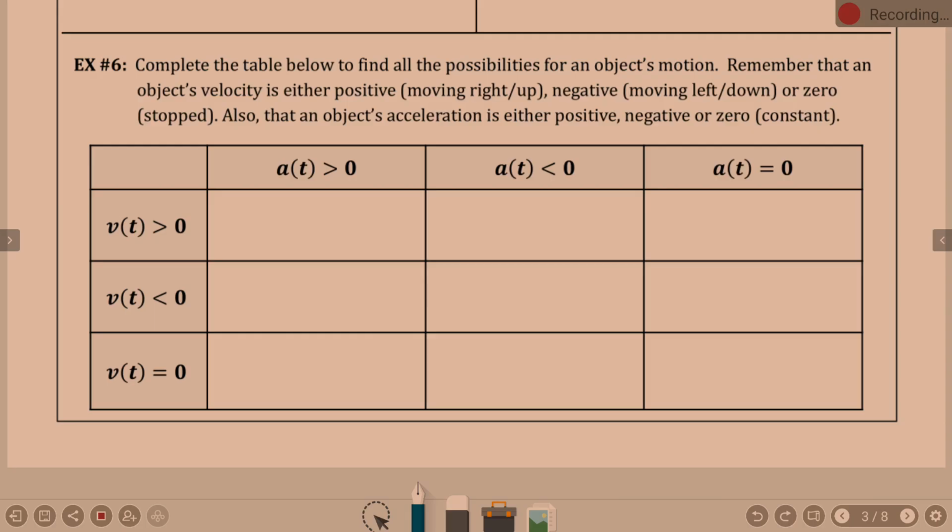Okay, example 6, let's fill in this chart. Complete the table below to find all possibilities for an object's motion. Remember that an object's velocity is either positive, so moving right or up, or negative, moving left or down, or 0, meaning it stopped. An object's acceleration is either positive, negative, or 0, as in constant. Okay, so when velocity is greater than 0 and acceleration is greater than 0, what is my particle doing?